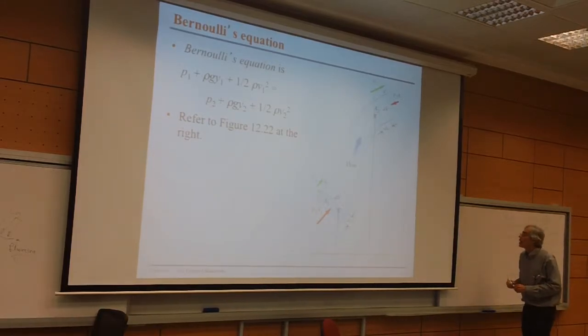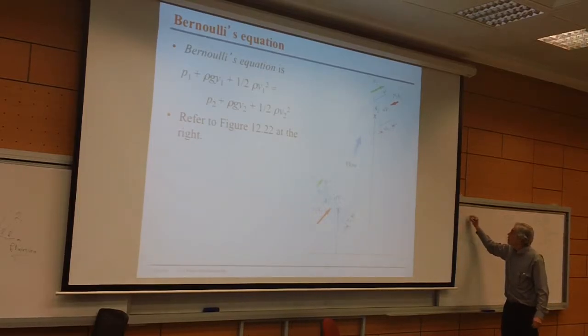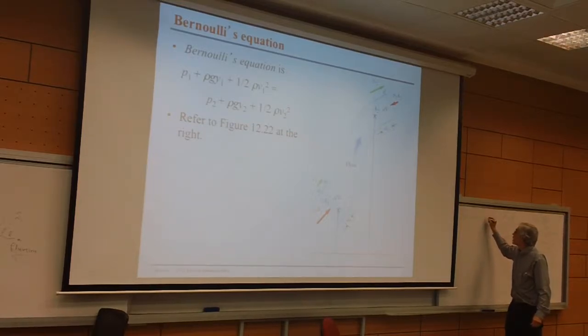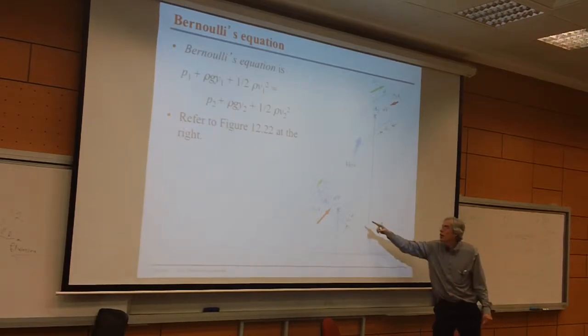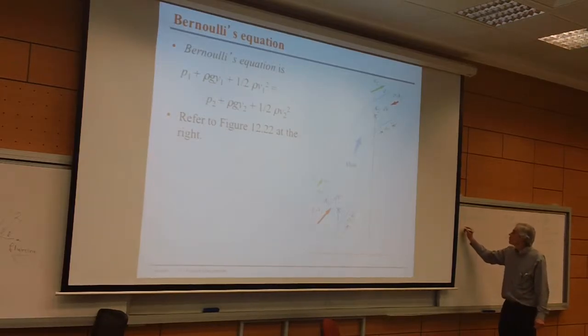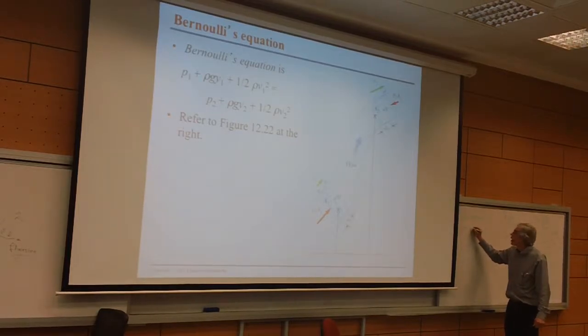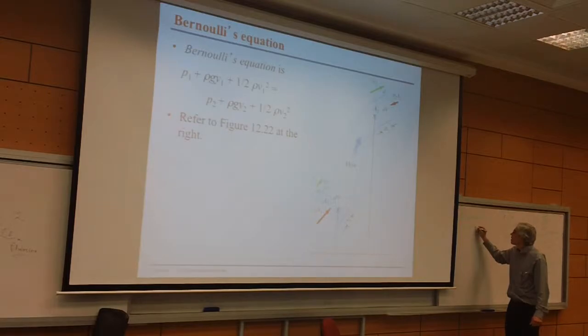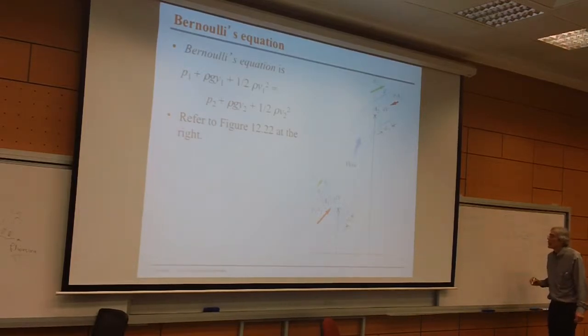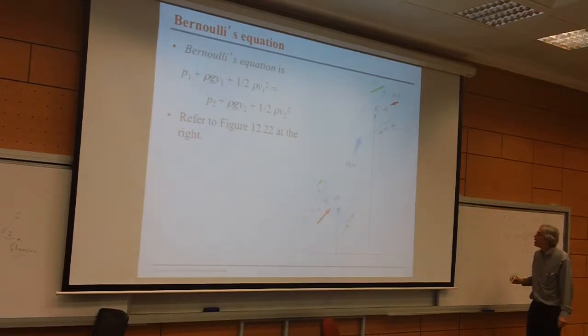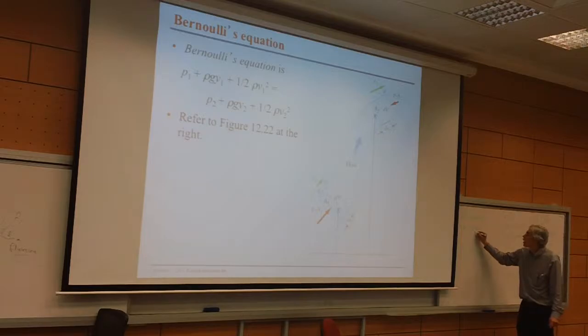And then I can say that in that given period of time, the work done will be equal to the change in kinetic energy plus the change in potential energy. Now, the work done during this time will be the work that's done over here. So that will be F times ds. And the force is equal to the pressure times the area. So that's P1 times A1, and then multiplied by ds1.